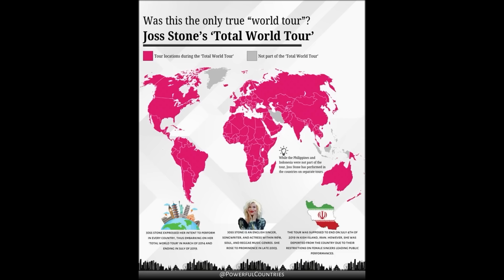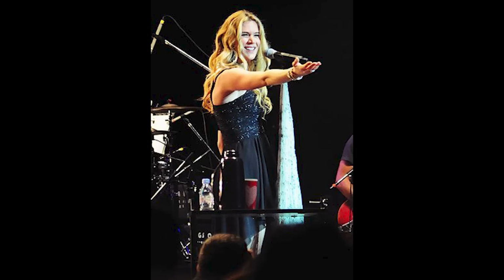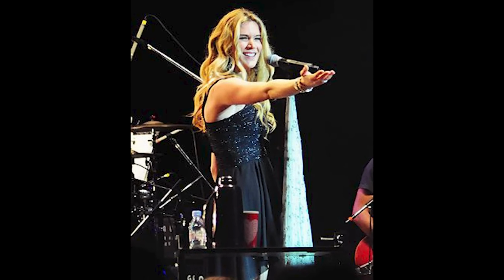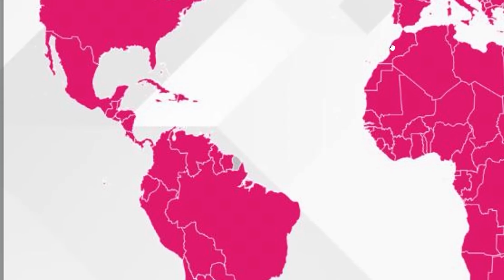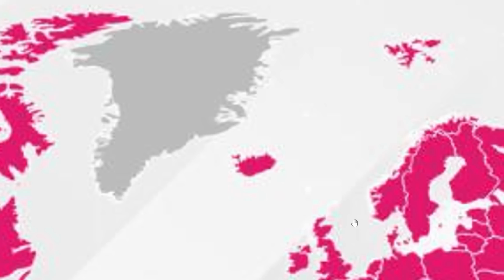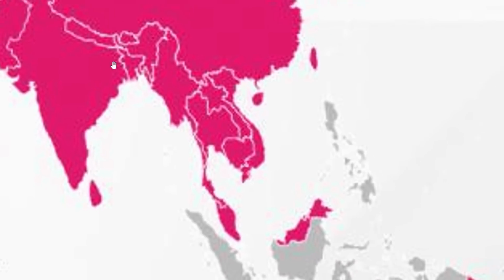This might have been the only true world tour done in history. This was done by Josh Stone, an English singer and songwriter. She expressed her intent to perform in every single country and began this journey in 2014. And she pretty much almost did, in fact. Greenland doesn't count because that's part of Denmark. French Guiana doesn't count because that's part of France. And she did hit all the European countries. There was only a few that she didn't. We've got Iran, Indonesia, and then of all places, the Philippines.